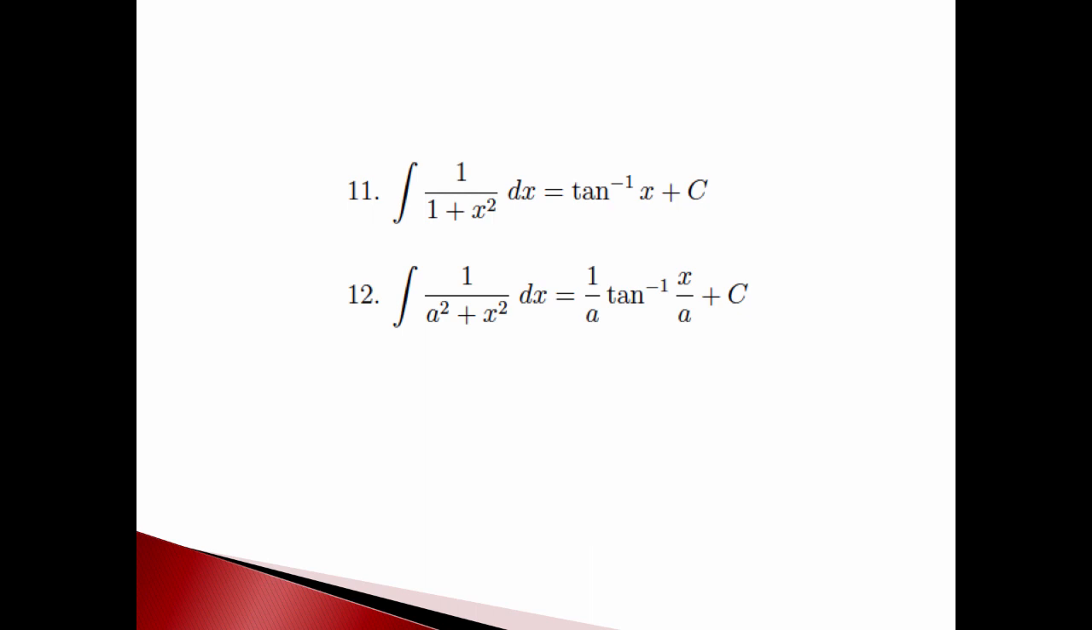So if you're given like 1 over 9 plus x squared, well 9 is 3 squared. So you get 1/3 inverse tangent of x over 3. So that's the sort of stuff that we'll need to do quickly enough that we'll just have to know it.